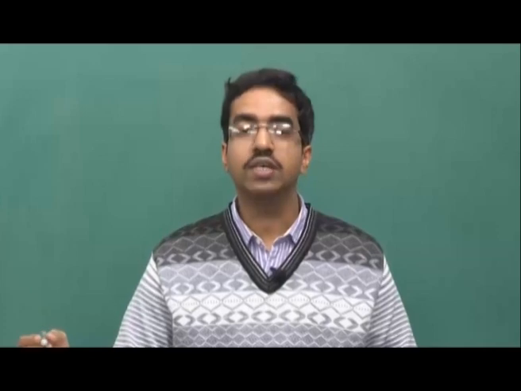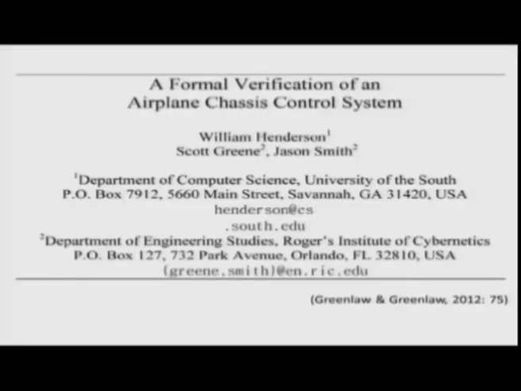Now, let us look at an example. So, this is from Greenlaw and Greenlaw 2012. So, this example, if you look at it, has the title of the article, a formal verification of an airplane chassis control system. Then names of authors are listed. There are 3 authors here.